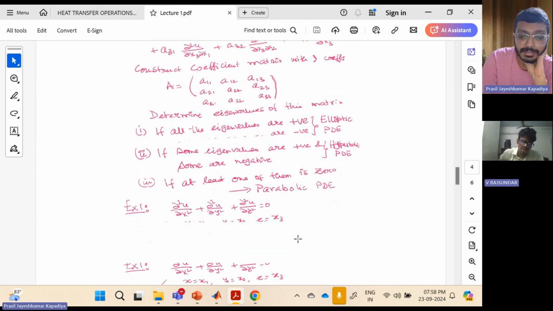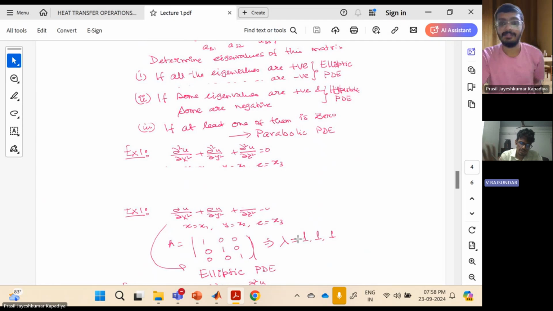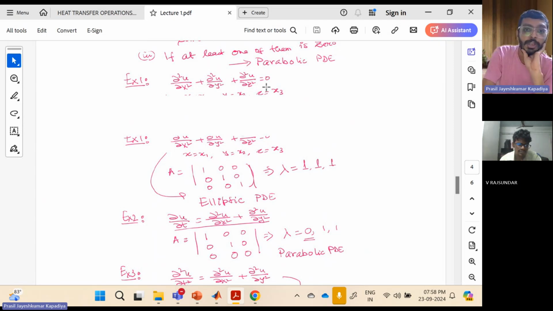So, same sign is elliptic, mixed sign is hyperbolic, at least one zero is parabolic. Let's say this is the equation: del square u by del x square plus del square u by del y square plus del square u by del z square is equal to 0. My coefficient of each of these is 1. There is no del x del y or del x del z term, right? So all the side terms will be 0, and on the diagonal we will have 1. Correct?